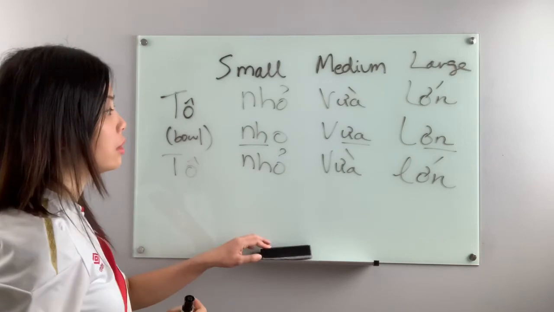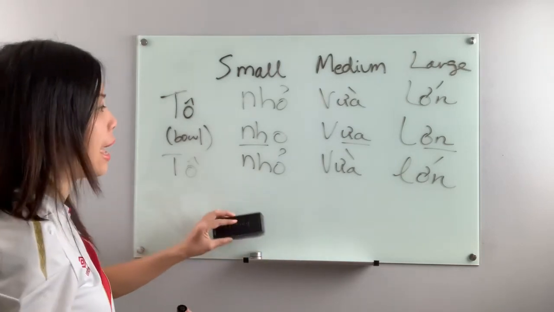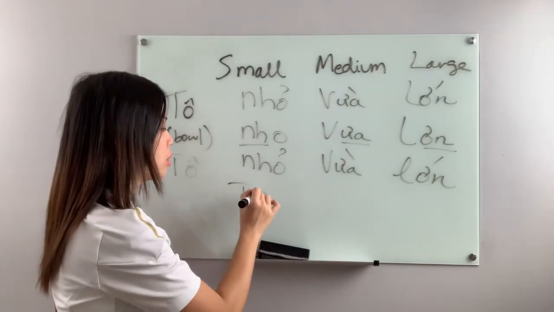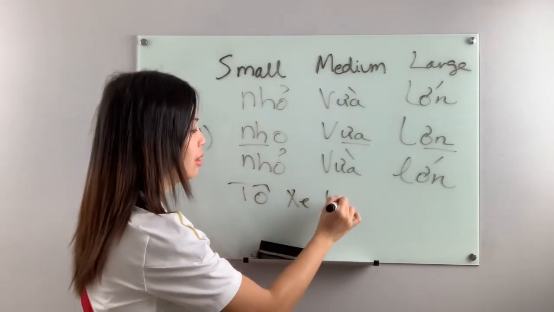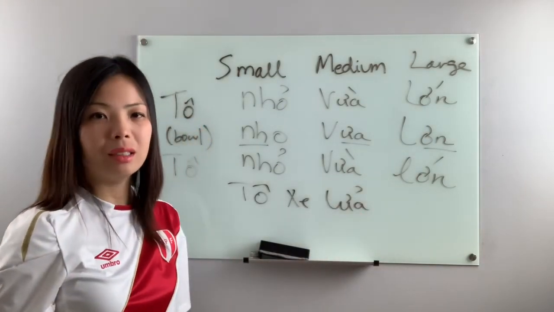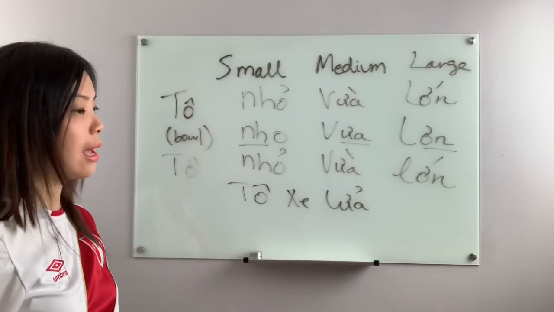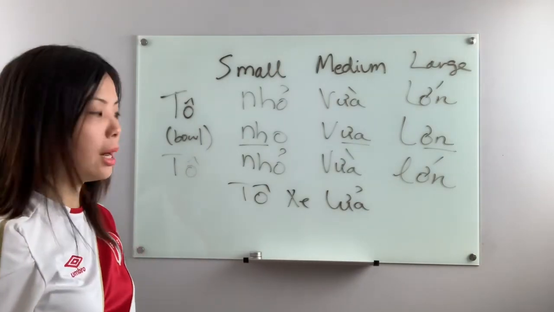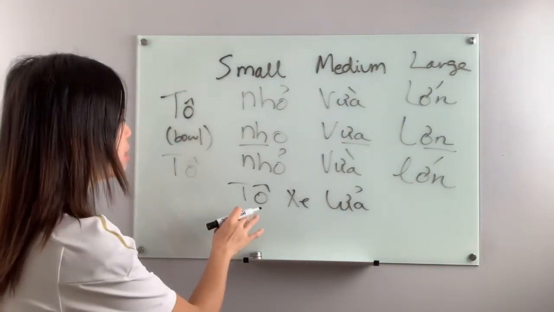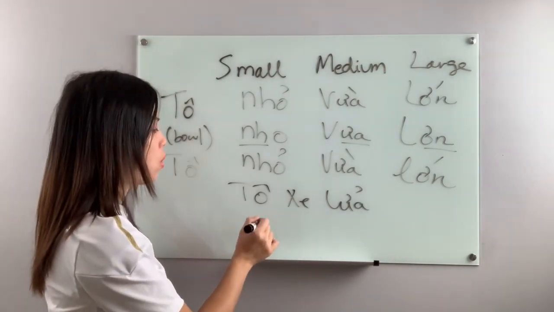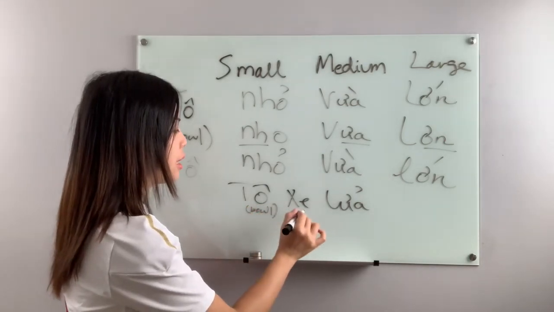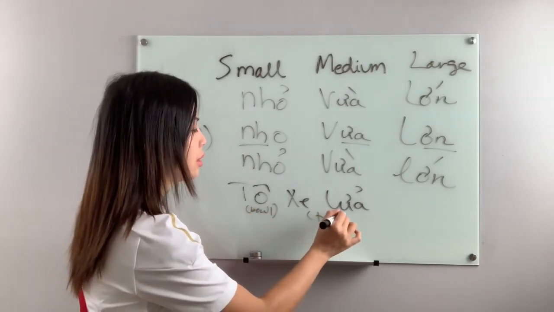And if you want the biggest size that they have at their restaurant, you will say tô xe lửa. Tô xe lửa is the largest size that they have. It's the biggest bowl of pho there. It's the extra large size of pho. So tô means bowl, and xe lửa means train.